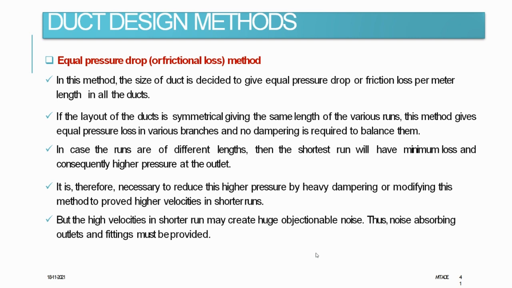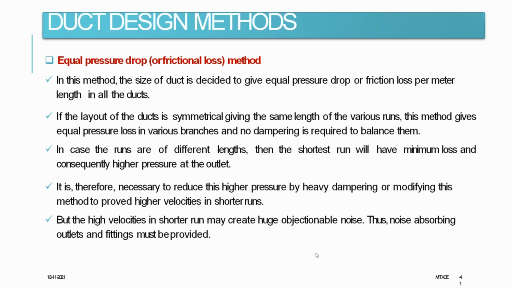In this method, the size of the duct is decided to give equal pressure drop or friction loss per meter length in all the ducts. Here in all the ducts, the pressure loss remains the same. So for taking the same pressure loss, we have to design or select that particular dimension of the duct. If the layout of the duct is symmetrical, giving the same length of the various runs, this method gives equal pressure loss in various branches, and no damping is required to balance them.